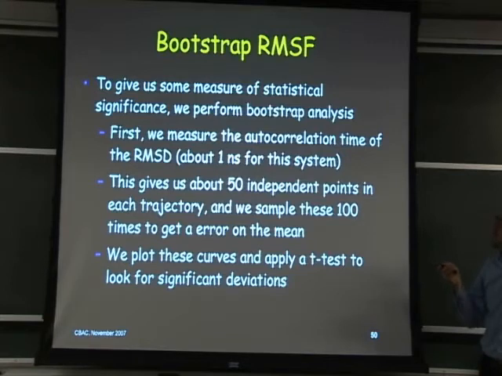These numbers, actually, I realize that come from different. So we get about 50 independent points for each trajectory. We sample these roughly 100 times. Then we can actually apply statistics. So we get a single point, we get a mean value for this RMSF as well as the standard error of the mean, which allows us to apply statistics such as the student t-test, to look for significant deviations from the dynamic.